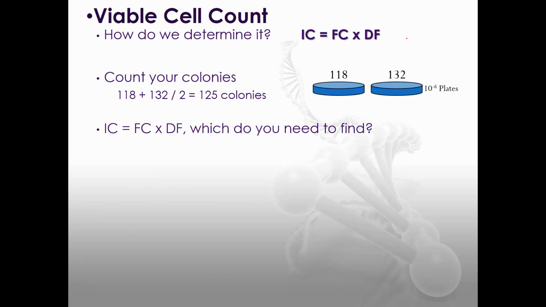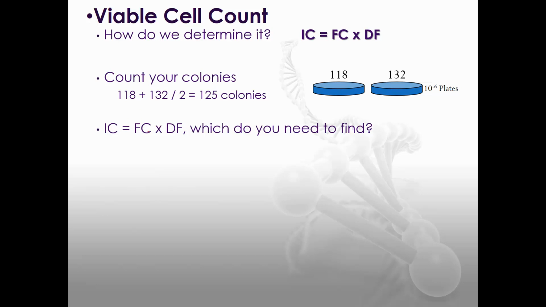IC equals FC times DF. What do we need to find? I told you we're always going to know two of these. This is the initial concentration, final concentration, dilution factor. Well, let's see. We're going to get the final concentration by counting these. So we know that. We know we're going to be able to get that. The dilution factor is, well, we know what that is. That's from doing the dilution, which we did.